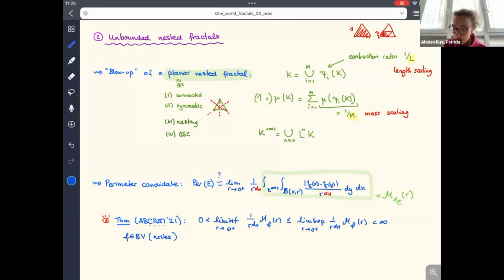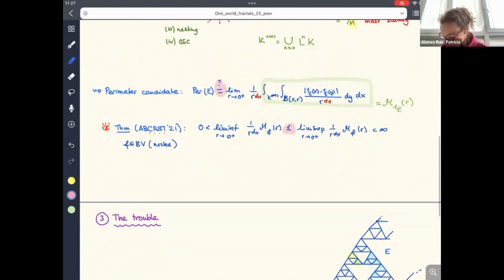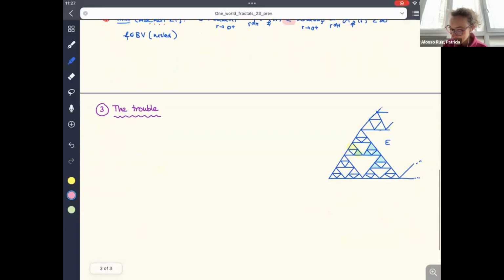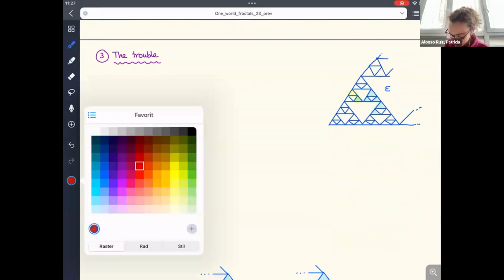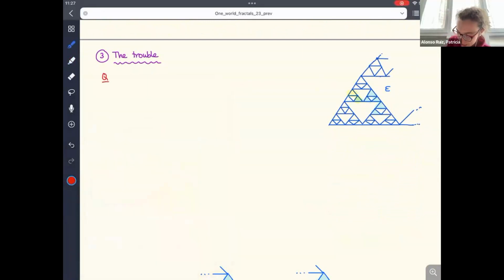However, and now we come to the trouble and the main question of all this business, which is, well, here we were able to prove that these two things are less or equal than. So can we actually, if we want this to be true, we should be able to prove that these two things are the same. And that is where the trouble begins. So what's the trouble? The question now, which is still not quite clear to us, is: does this limit really exist? Does the limit when r goes to 0 exist?